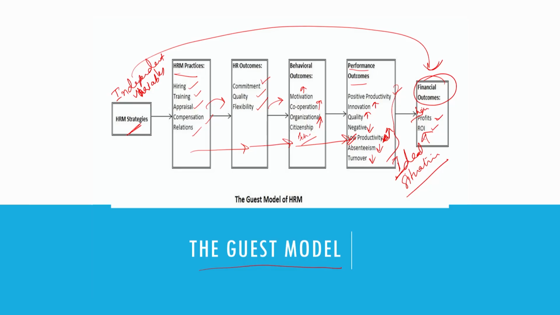Here, students, what we can learn effectively is how one after the other, one becomes the independent variable and the other becomes the dependent variable. Like the HR strategies are independent variable and practices are dependent on the strategies. Then practices become independent variable and the HR outcomes become the dependent variable. Then HR outcomes become independent variable and behavioral outcome becomes the dependent variable, and then behavioral outcome becomes independent variable, and the final financial outcomes become the dependent variable. So this is how Guest has tried to make all the variables interrelated.